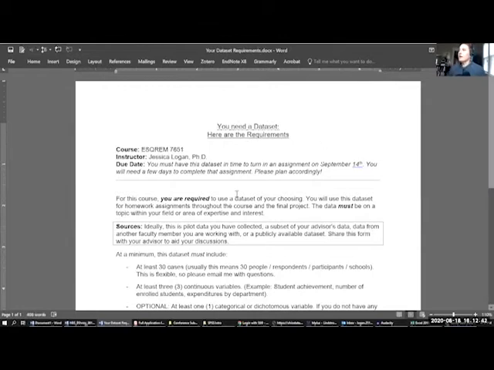We'll see. It says here that you need a data set, and here are the requirements for the data set. For context, the first assignment with this data set is due September 14th. That's why I wanted to make sure you had all the information you needed to start looking for this data now.